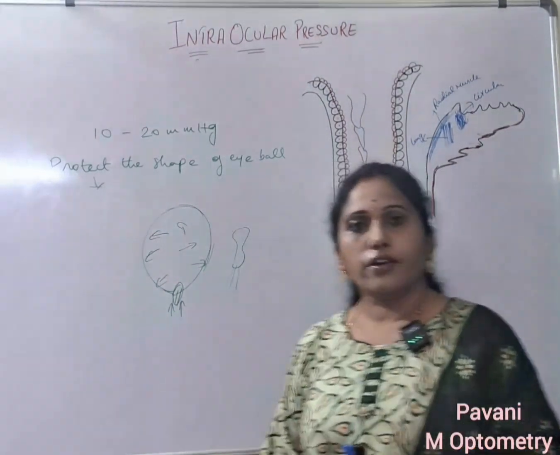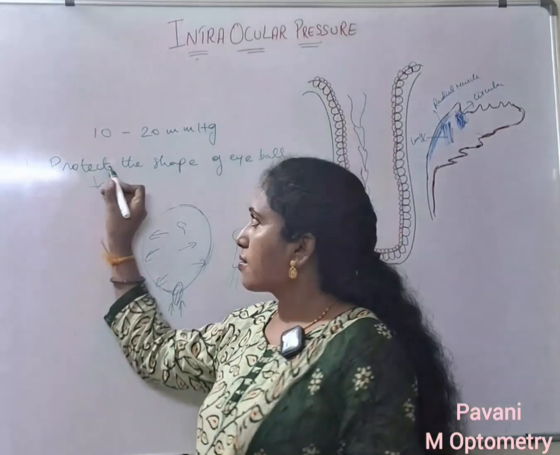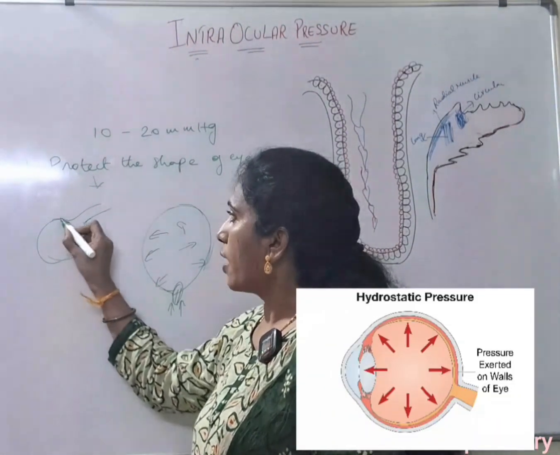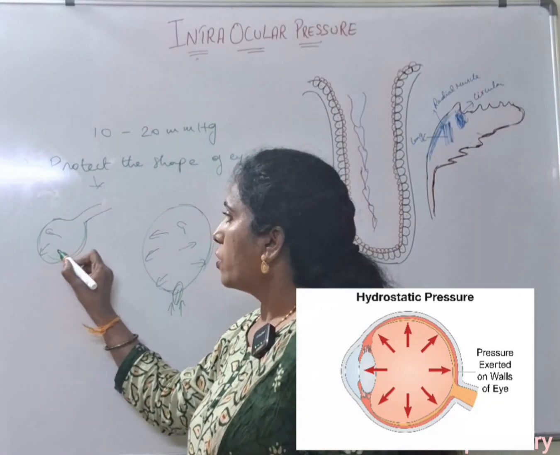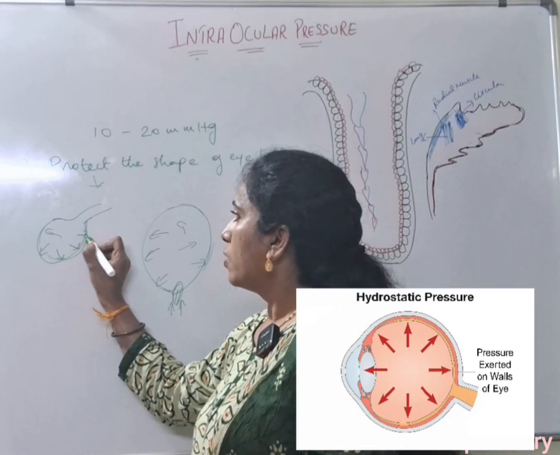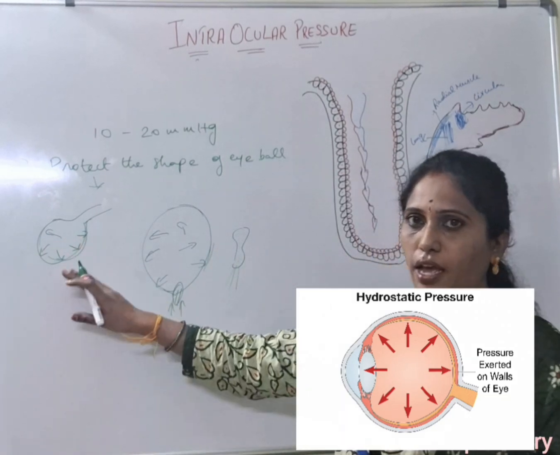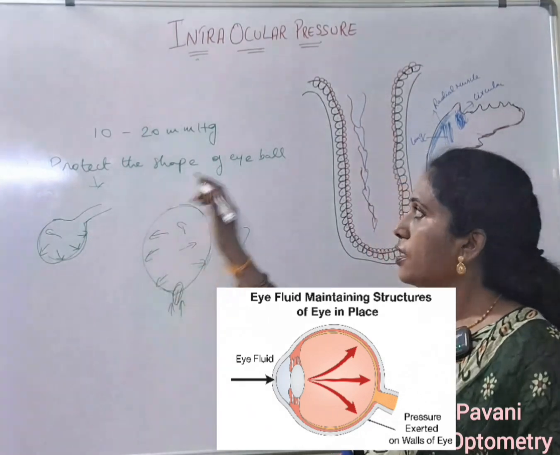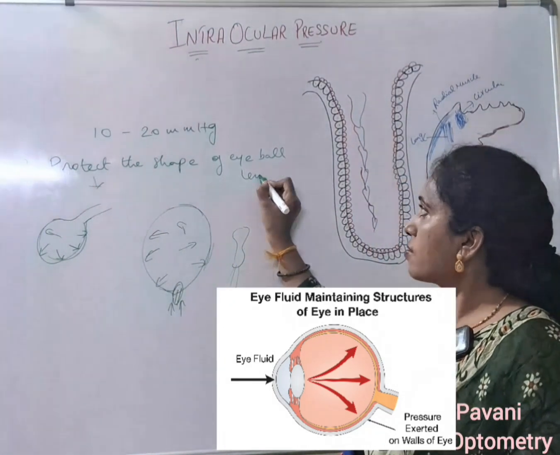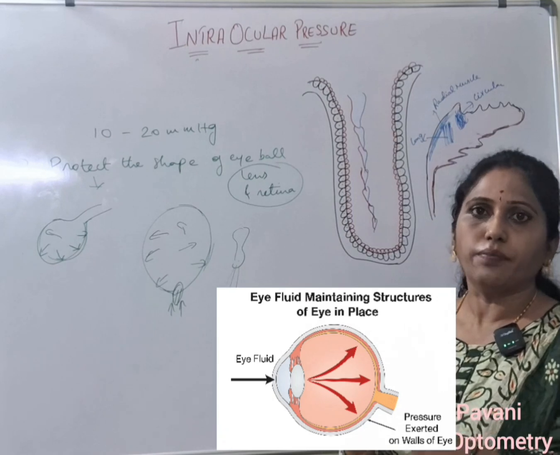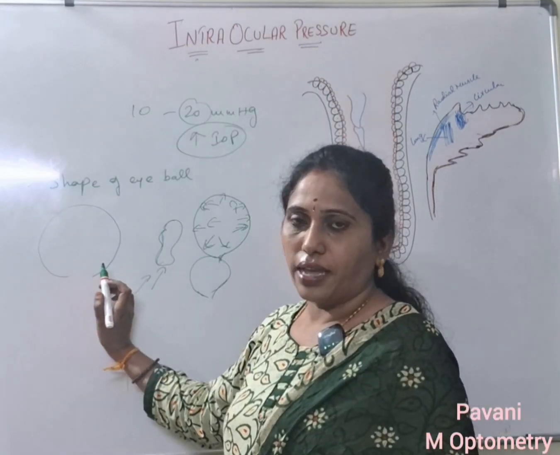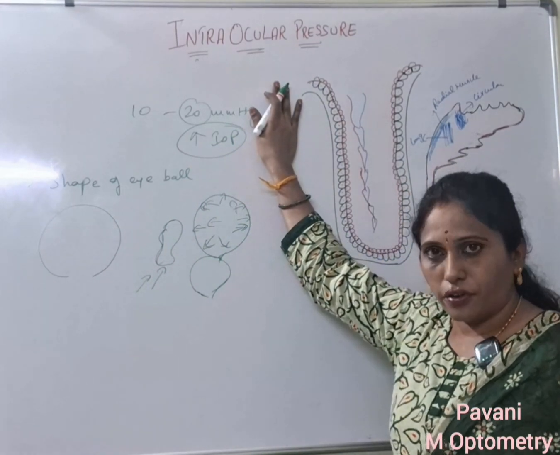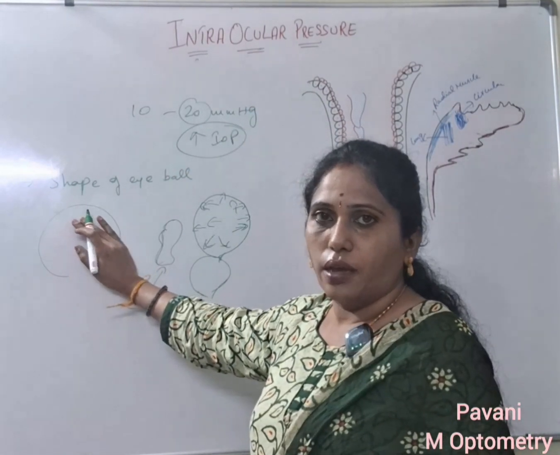In the same way, the fluid in the eyeball also exerts some pressure on the walls of the eyeball. As a result, it maintains the shape of the eyeball, and it also helps to keep the structures of the eye, like the lens and retina, at one particular place. That fluid is nothing but the aqueous humor as well as the vitreous humor. As we are talking about the intraocular pressure, today we will be discussing only the aqueous humor.